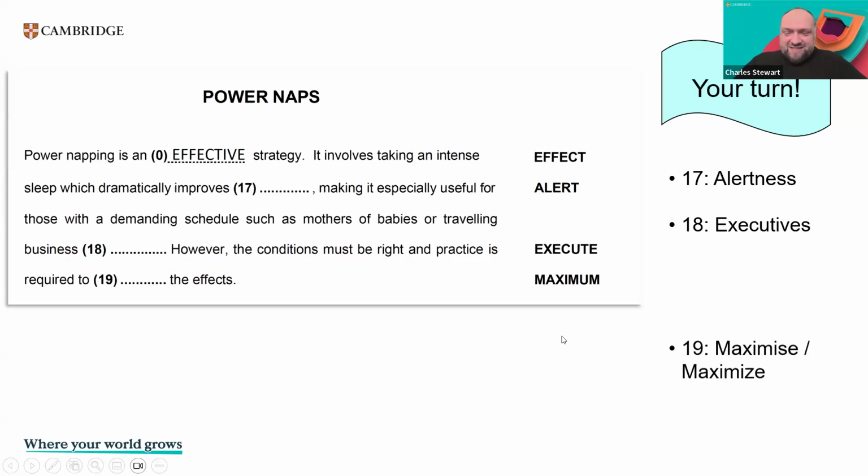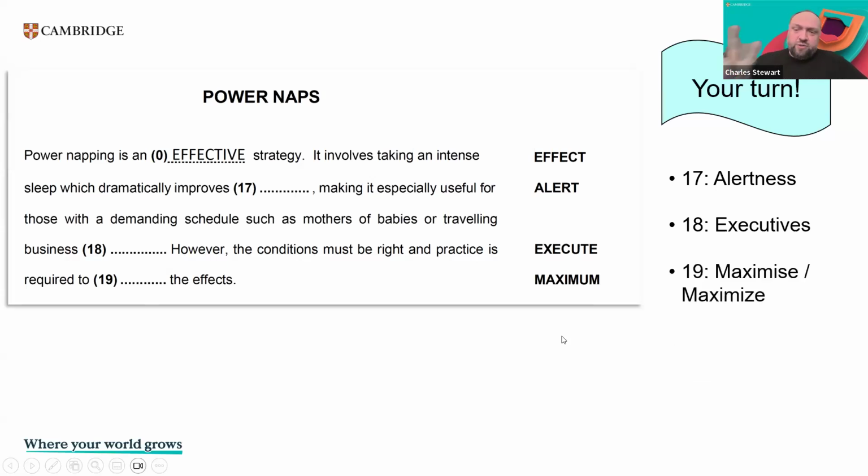Exactly. So here, maximize. Notice though there are two possible spellings. One is the British spelling, one is the American spelling. Does it matter which one you use? Exactly. No, it does not. But there is something very important that you need to remember, especially for the C2 proficiency exam.